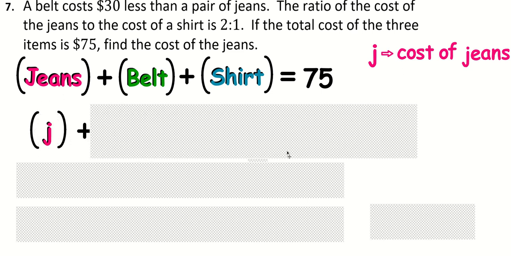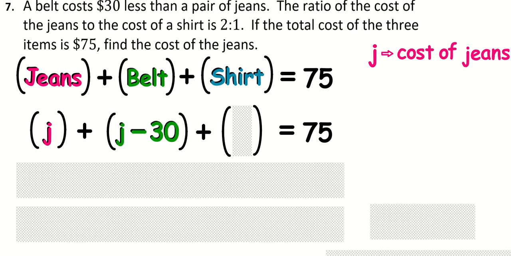So basically jeans, that's easy. The cost of jeans is literally J. So how can we describe the cost of the belt using J, which is the cost of the jeans? What do we know about the belt? We know that the belt costs $30 less than whatever the jeans cost. So how could we say that using J? Like that. This is essentially the cost of the belt, the cost of the jeans minus 30, is it not?